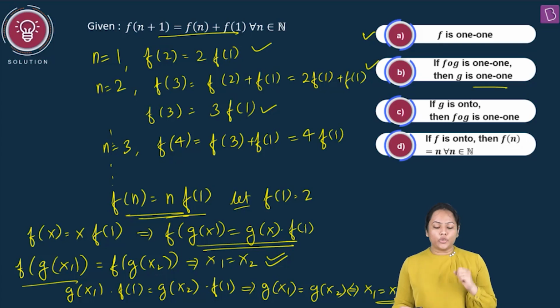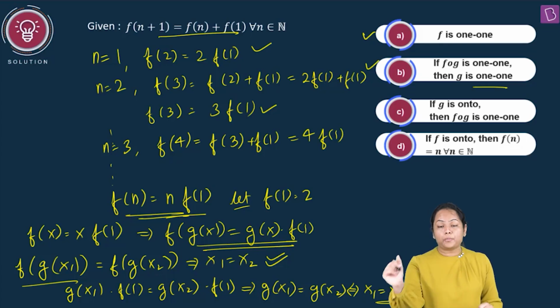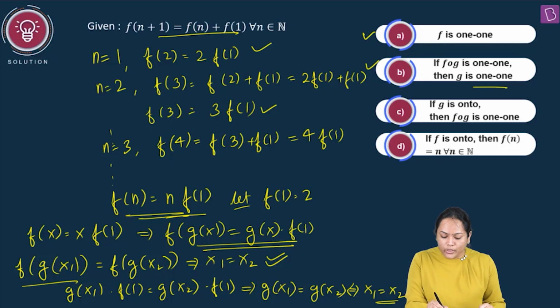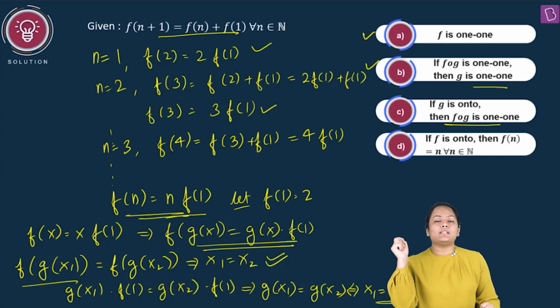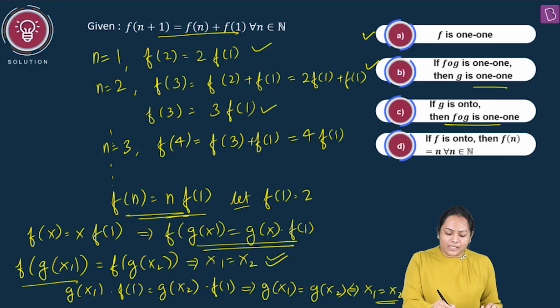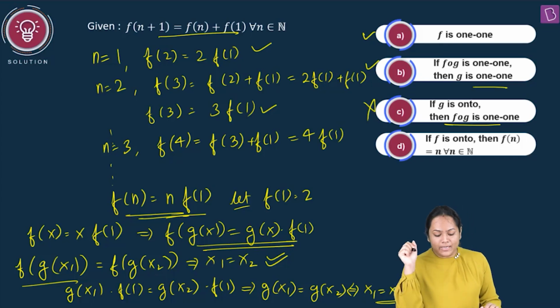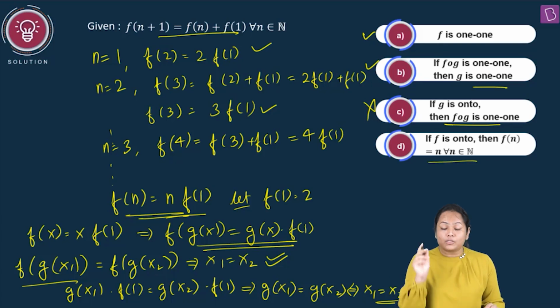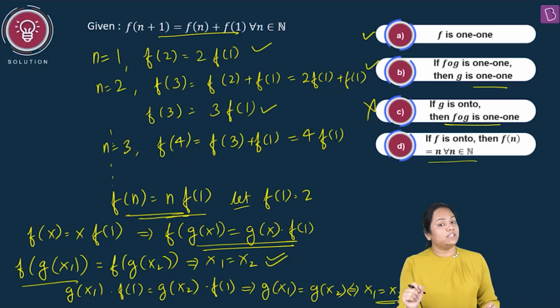Similarly, if I move on to my third option, it says that if g is onto, then f of g(x) is 1-1. Well, if my g is onto, then I might have a case when my f of g will become many-one. So that means this will not be true. And if I go to my D option, it's saying that if my f is onto, then f(n) is equal to n. Well, if f is onto, that means the range and codomain should be equal, right?